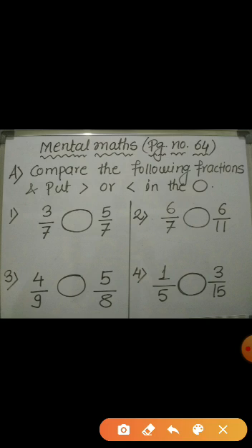Now coming to the third fraction. The fractions are 4 by 9 and 5 by 8. These are also unlike fractions having different denominators, right? But the numerators are also different. And when the numerator and denominators both are different, we need to cross multiply to compare. So let us cross multiply. Now first we multiply 4 and 8. Now 4 8s are 32. Then we multiply 9 and 5.